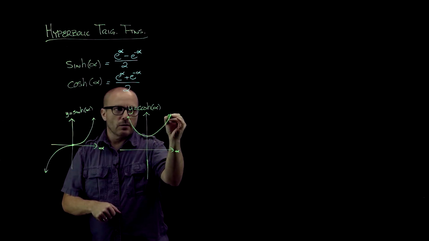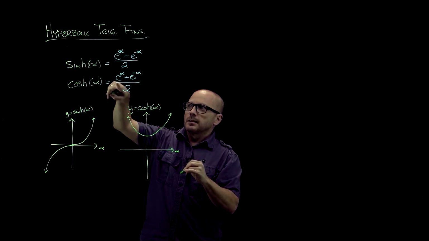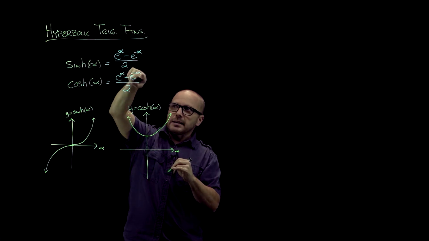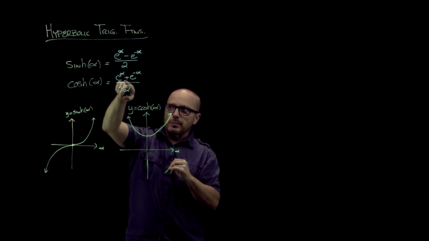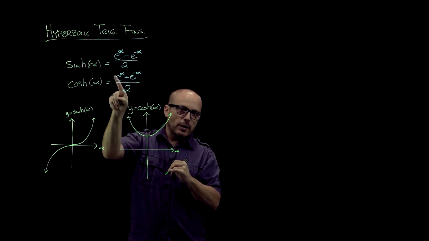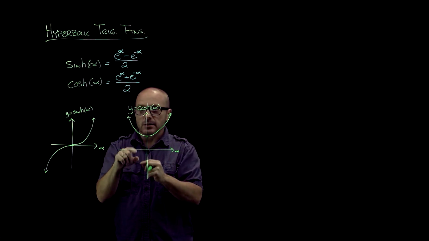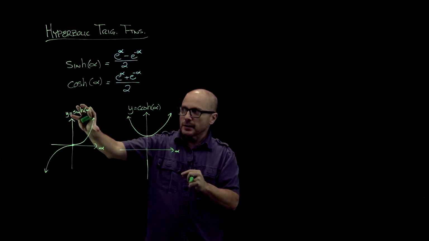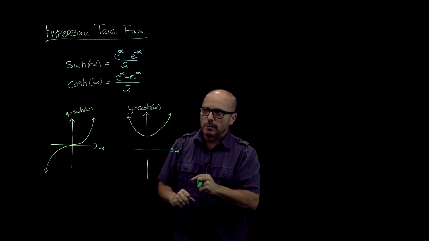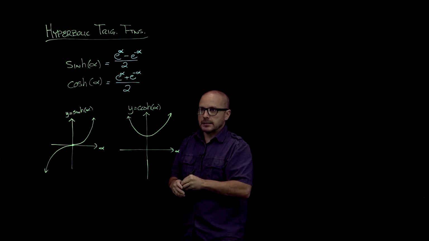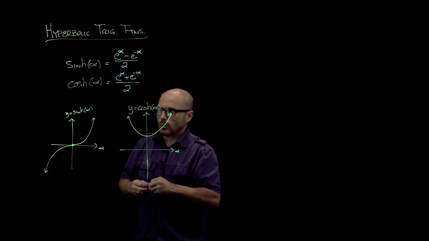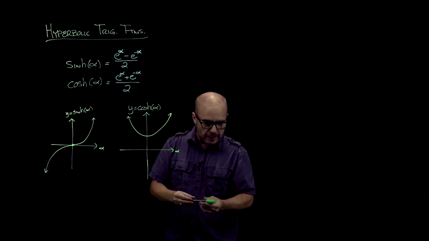And then when you go negative, well, just like with sine, this exponential starts to dominate, but there's a plus sign. So it is a positive exponential. So we're going up on both sides here. So it's an even function. So hyperbolic sine is odd. Hyperbolic cosine is even.